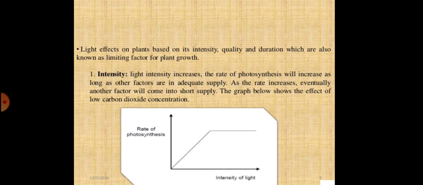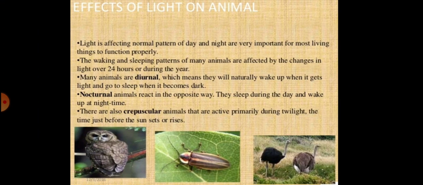Now, as the light intensity increases, the rate of photosynthesis will increase as long as other factors are in adequate supply. As the rate increases, eventually other factors will come into short supply. The graph in the picture shows the effect of low carbon dioxide concentration.